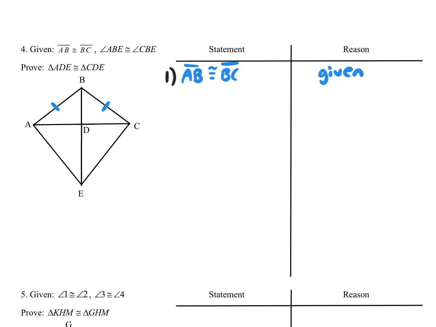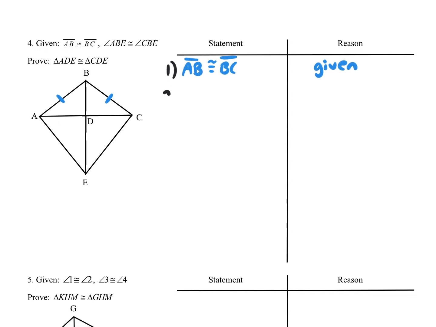What should I do with that? Mark it. Yep. And then number 2, we have another given statement. Angle ABE is congruent to angle CBE. Again, because of given. And then mark that in your picture. If you're struggling to see what angle it's talking about, you can go ahead and draw that out. It's talking about this angle here. So angle ABE is congruent to angle CBE.